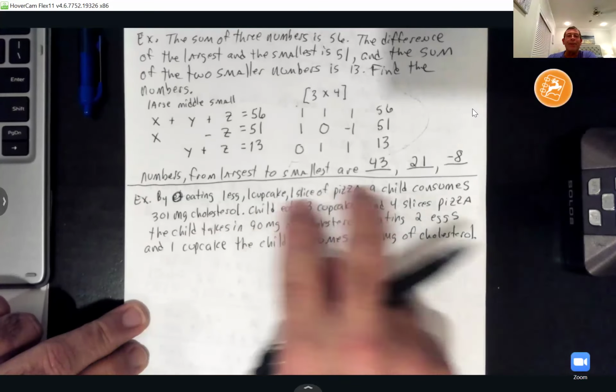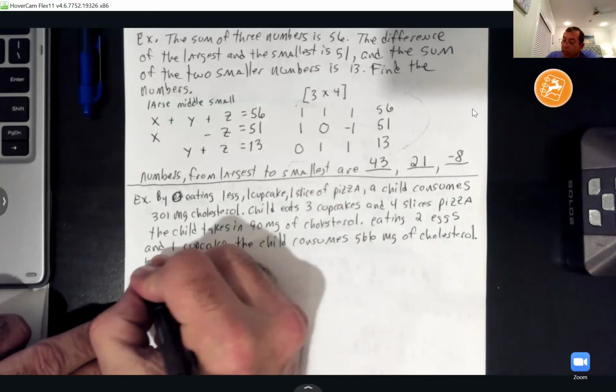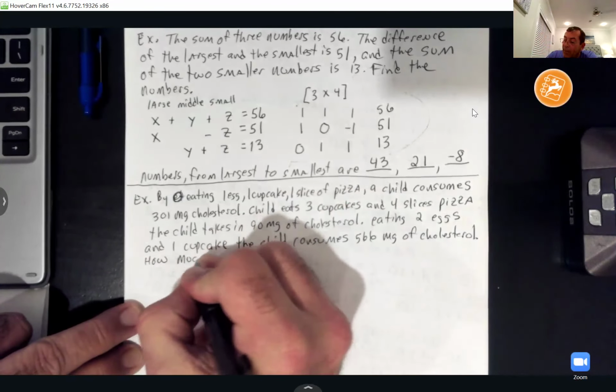So they're giving us all these foods and telling us about all this cholesterol. So guess what? They want to know how much cholesterol is in each item.